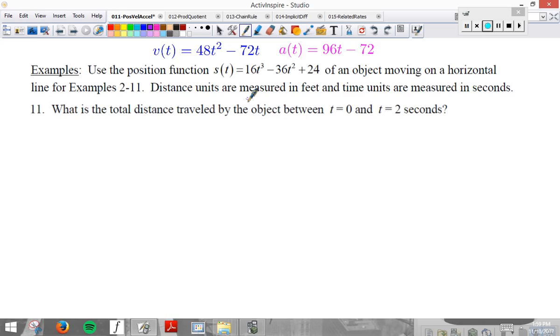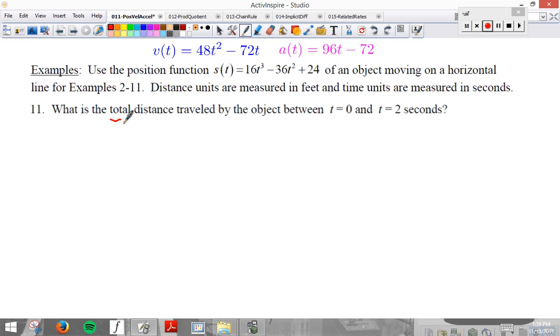Now here, we need to take into account the direction everything is moving. So here, when we take into account the direction everything is moving, our total distance traveled between 0 and 2 seconds, we'll have to use the fact that, again, the direction of the particle changed at 3/2.